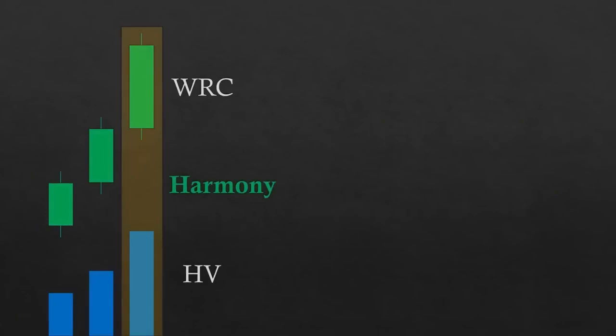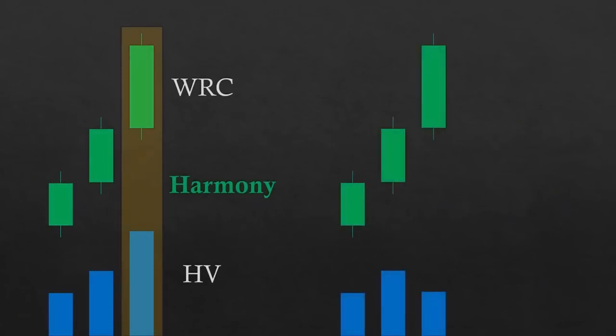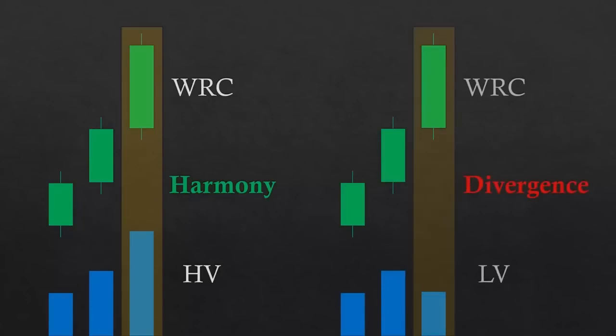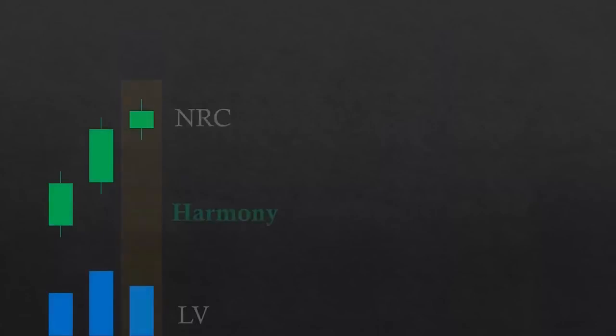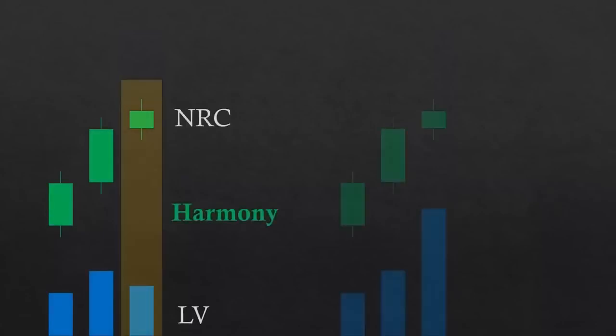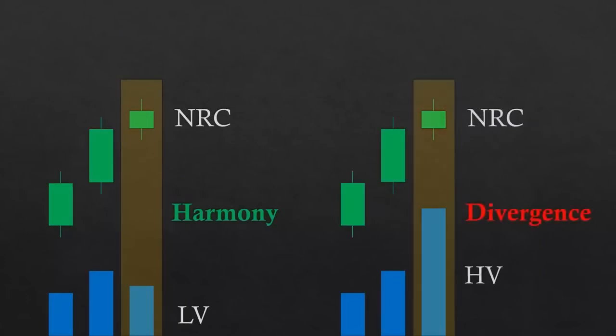On the left, we have an example of harmony, meaning a wide range candle created with high volume. On the right, we have an example of divergence, meaning a wide range candle created with low volume. In this other illustration, we have a narrow range candle created with low volume, which is denominated as harmony, and on the right, we have a narrow range candle created with high volume, which is a divergence scenario. These are the 4 possible cases for when the market is rising.